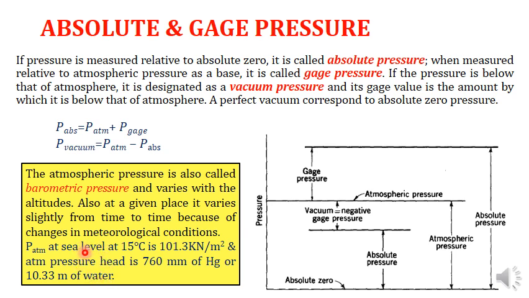Okay, so in this way, one value of P atmospheric and the atmospheric pressure head is given to you at a certain temperature and at a certain level. So if the level changes or the temperature changes, this value will also change.